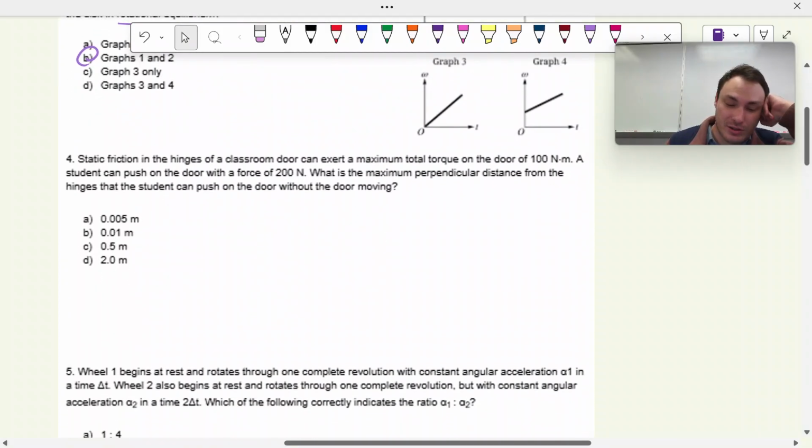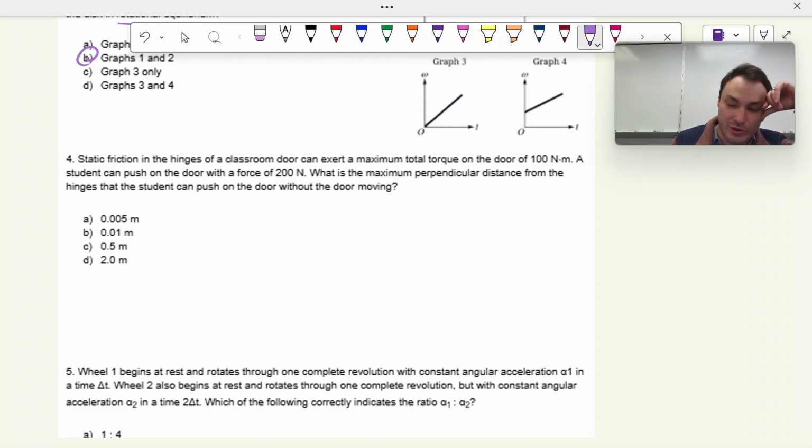Static friction in the hinges of a classroom door can exert a maximum torque of 100 newton meters. A student can push on the door with a force of 200 newtons. What is the maximum perpendicular distance from the hinges that the student can push the door without the door moving?